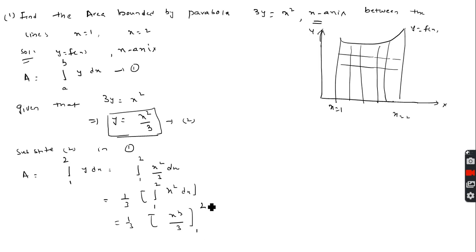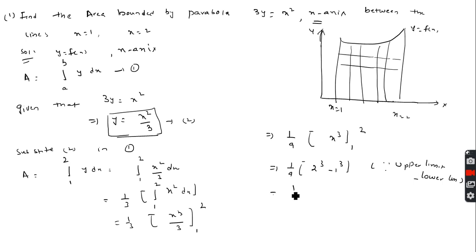We get 1 by 3 into the integration of x square, x cubed by 3. And what is the formula? The formula is x power n. Integration of x power n is nothing but x power n plus 1 by n plus 1. And we get 1 by 9, 3 into 3 is 9, x cube from 1 to 2. So written as upper limit minus lower limit, that is 2 cubed minus 1 cubed. So we get 1 by 9 into, 2 cubed is nothing but 8, 8 minus 1, 7.